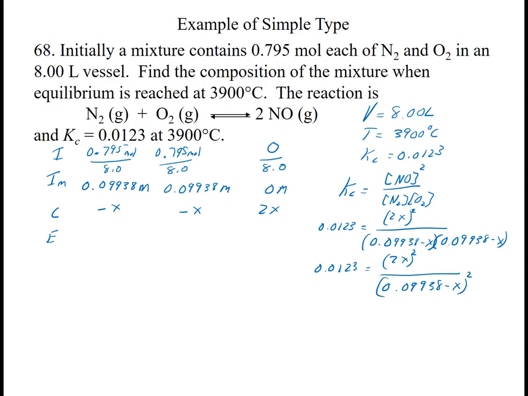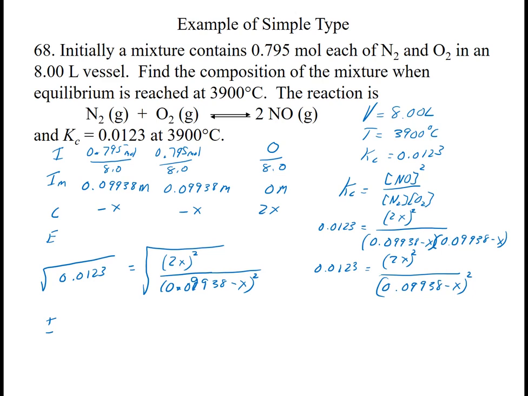So what I'm going to do is take the square root of 0.0123 and the square root of this whole side, 2x squared over 0.09938 minus x squared. When I take the square root of a number, I get either the positive value or the negative value. And so I get 0.1109, plus or minus.